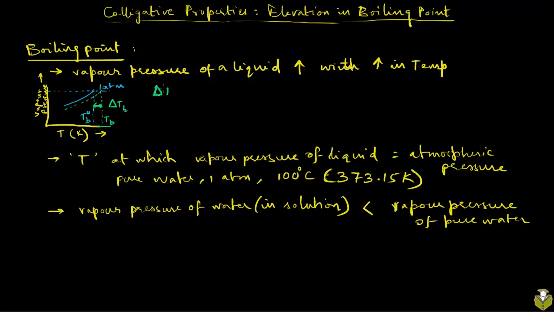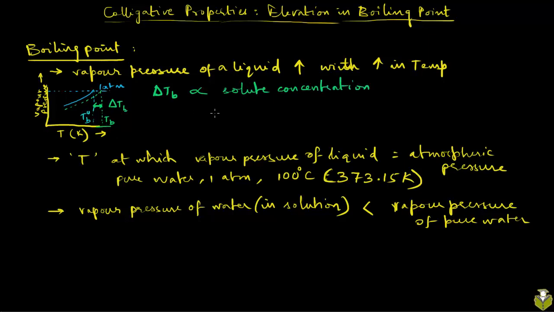So this delta TB, as you can imagine, the magnitude of increase in boiling point is going to be directly related to the magnitude of decrease in vapor pressure. And as we already discussed earlier, in the whole section of Raoult's law, the decrease in vapor pressure is directly proportional to the concentration of the solute in the solution. So as a result, you can say that delta TB is going to be proportional to the solute concentration.